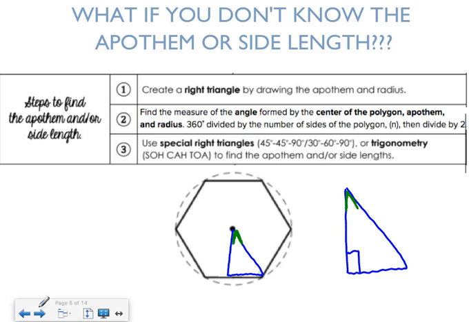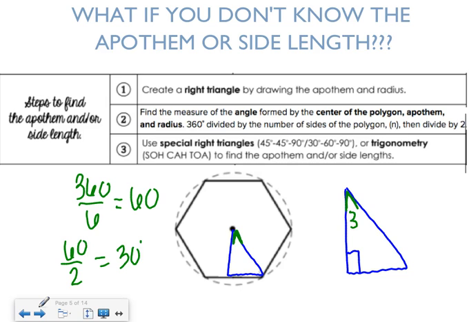How many degrees are in a circle? 360. And how many sides does my shape have? 6. So you're going to take 360 divided by 6. The 360 is just the circle, and then you divide by the number of sides. So I get 60, right? Yes. But then you have to divide that number by 2. So what's 60 divided by 2? 30.